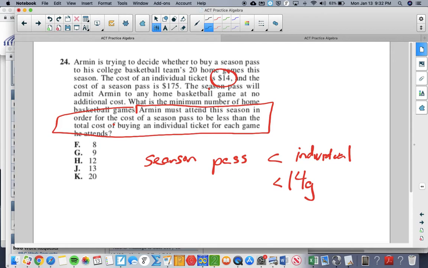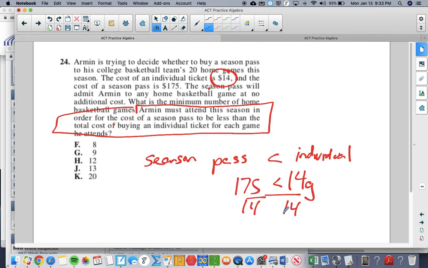Is that more than the season pass? Is the season pass less? Are the individual tickets more? It means the same thing. So now we can solve for the number of games that makes the individual side be more than the season pass side. Grab a calculator, divide those out.